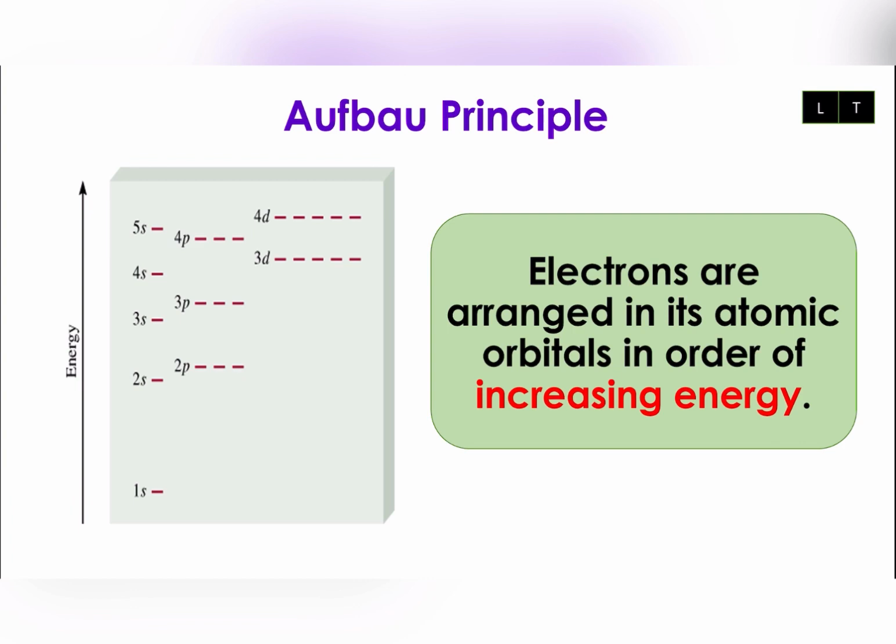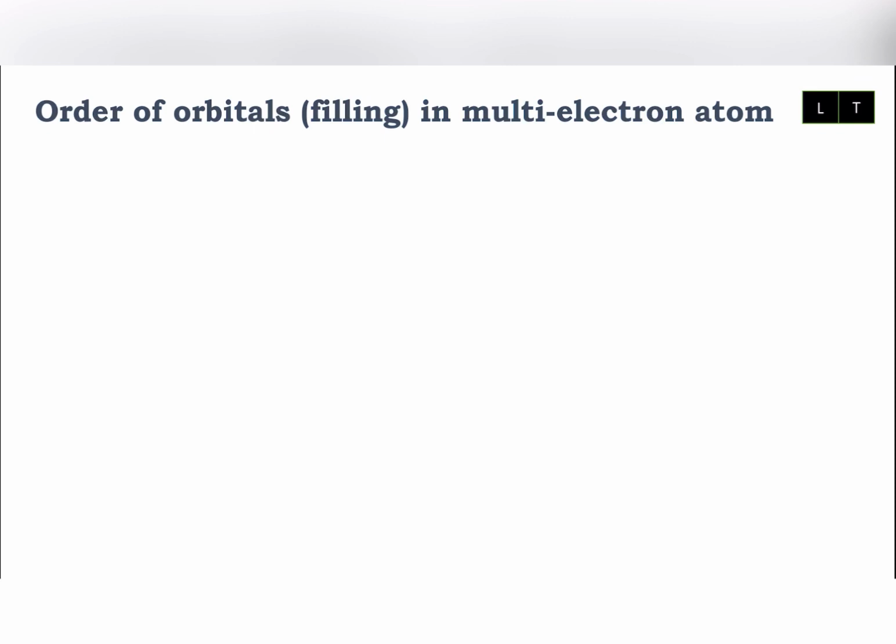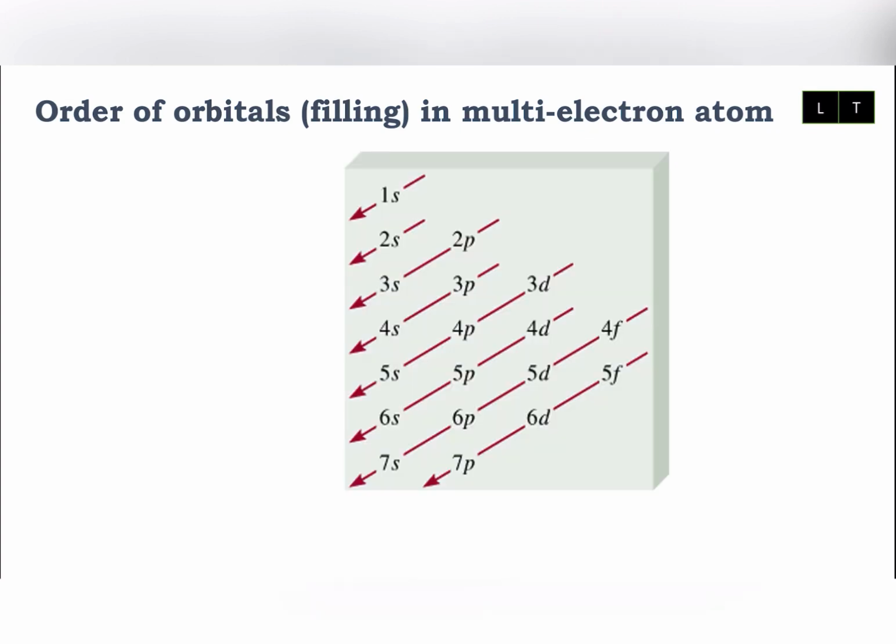If you take a look here, these are the energy level diagrams based on specific subshells. How do you know which one is the first energy level? We are going to use this method, which is the order of orbitals filling in the multi-electron atom. As you see from this picture, 1s is the lowest energy level compared to 7s and 7p.